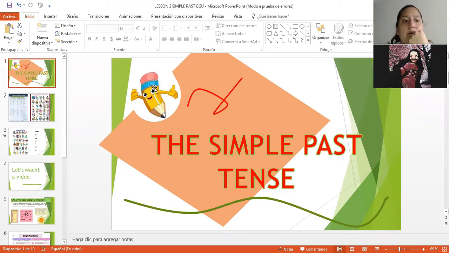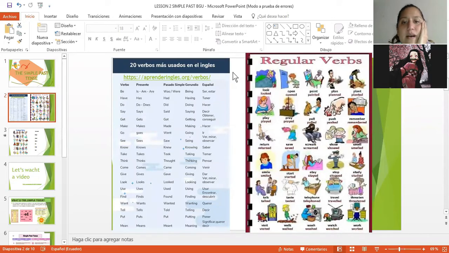And let's go. Today we are going to learn simple past, the simple past tense. First, we try to recognize the verbs that we find here. I need you to write the difference of the verbs in the simple present and the past in this column. Here we have the base form in the simple present, and here we have the past simple.